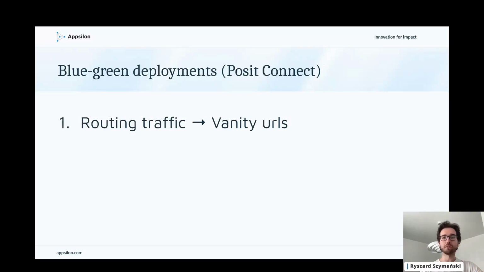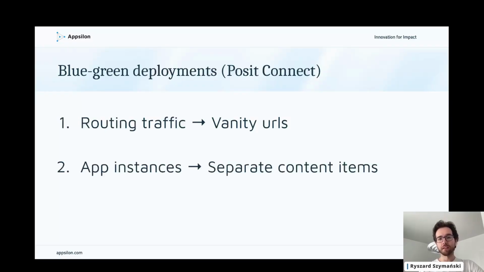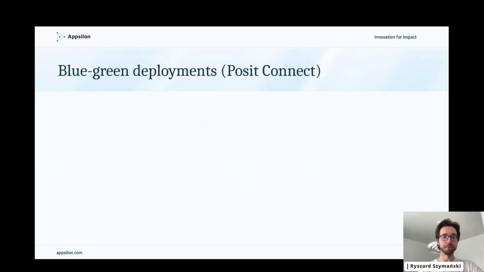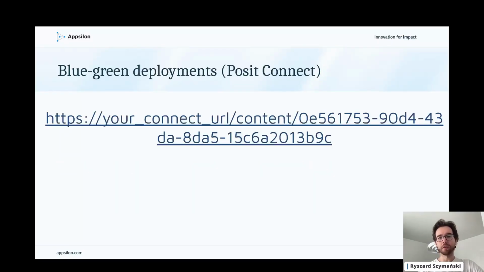So the way we can reroute traffic is by using vanity URLs, and I'll explain what those are in a bit. And separate app instances can be achieved by having separate content items. So usually, when you deploy something on Posit Connect, the URL would look sort of like this. So it's your connect URL /content /the GUID of your app.